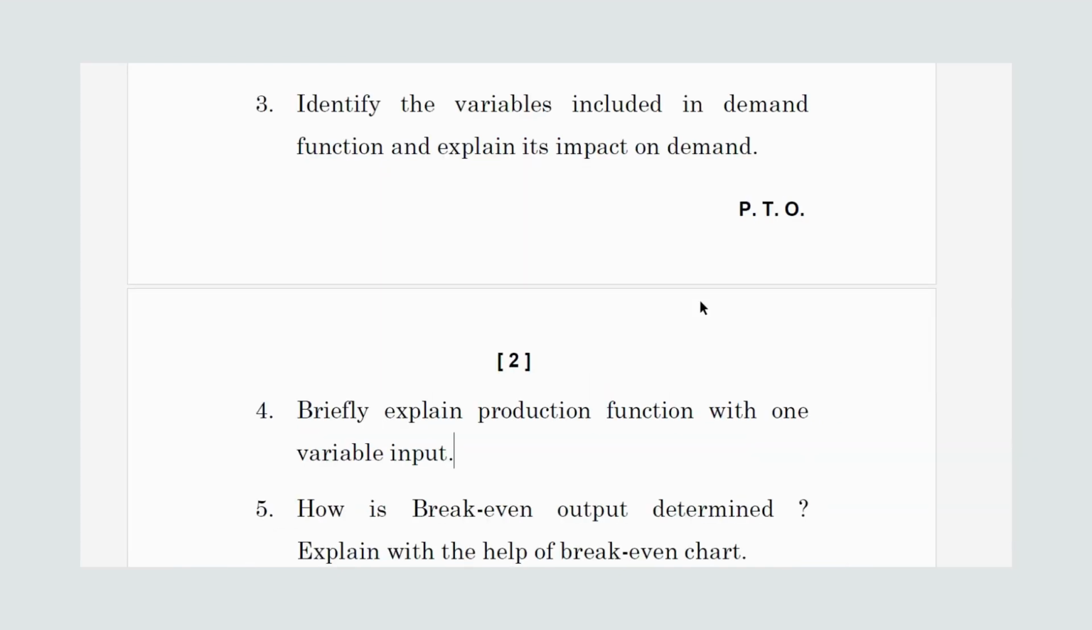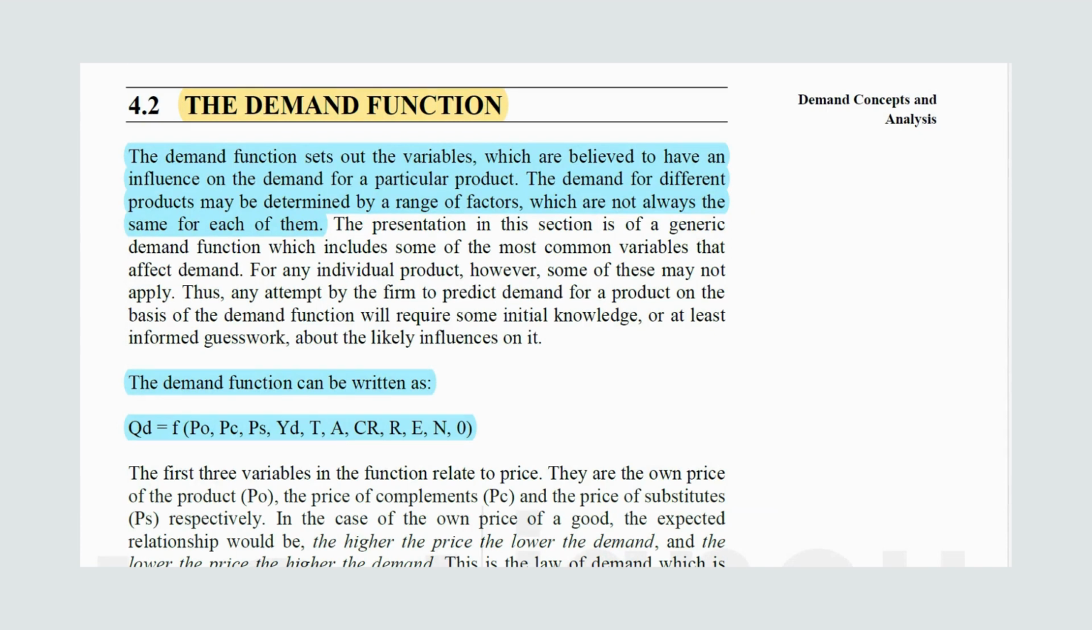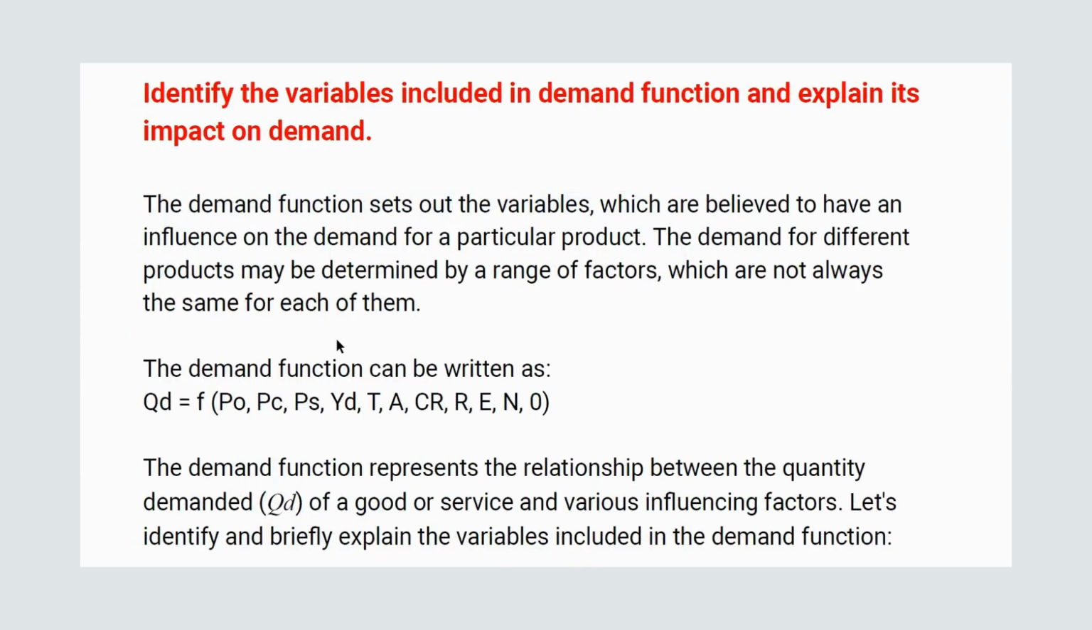So the third question from our term end examination is, identify the variables included in the demand function and explain their impact on demand. This question has come from Unit 4, Demand Concepts and Analysis. Here we can see the topic demand function. Let's see what a demand function is. It sets out the variables which are believed to have an influence on the demand for a particular product.